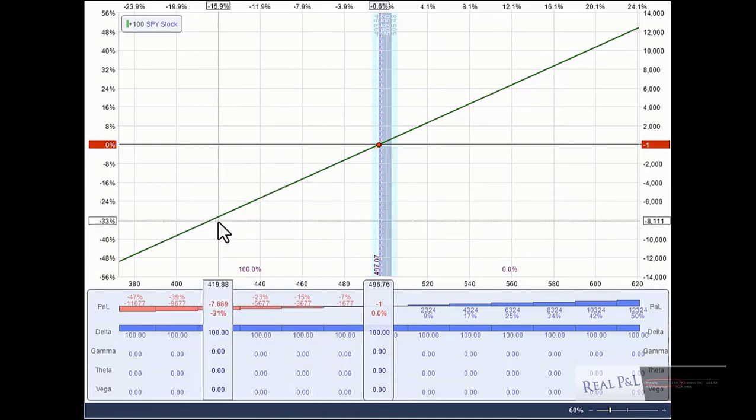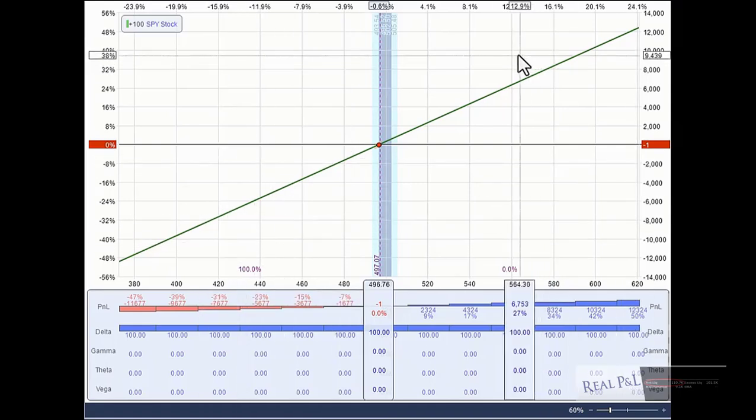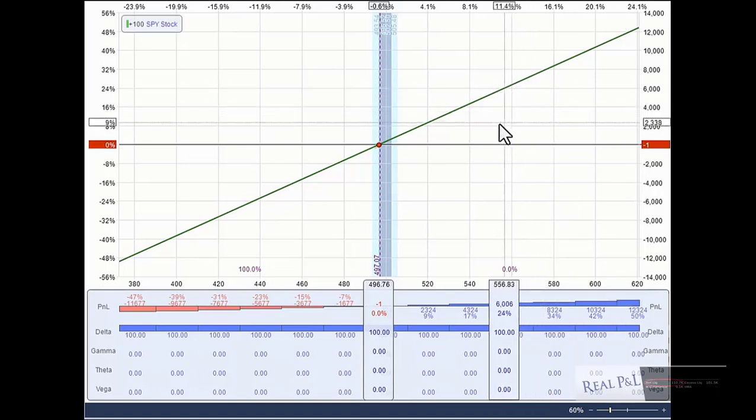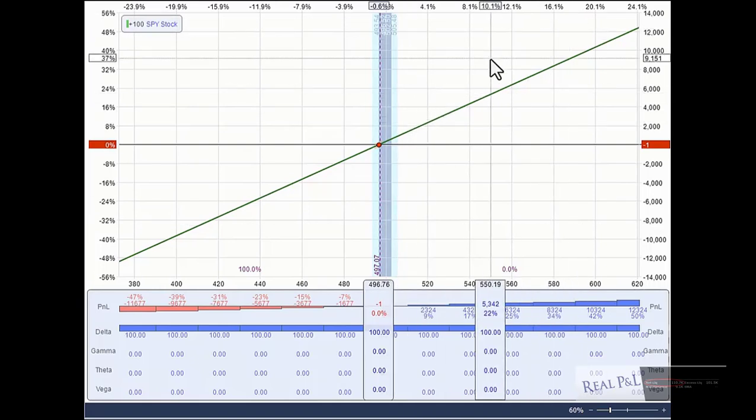Let's say it went down to 420, then you would be down 31% and down $7,707. So I'm looking over here, right? So you can see how that works. Or if it went up to 560, you'd make about $6,437 approximately. So you can see how the risk graph works with a long position.